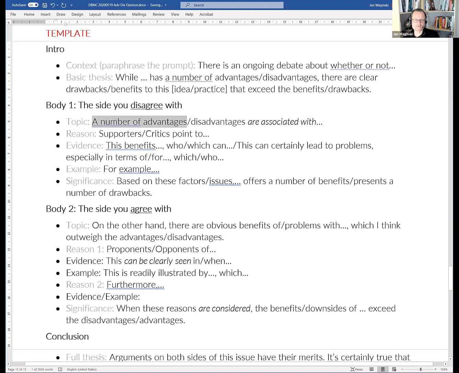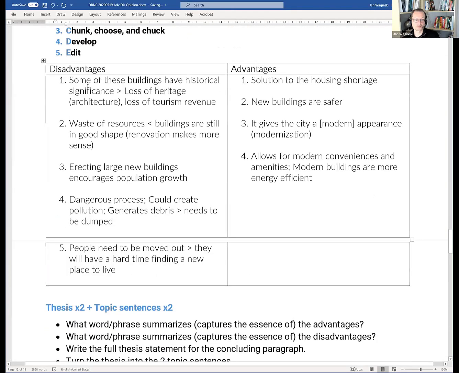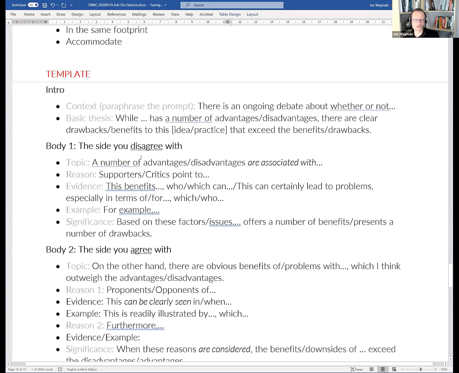So if you're going to argue the disadvantages, then you're going to start with the advantages. Start with the side you disagree with. A number of advantages are associated with demolishing old buildings and replacing them with new ones. Supporters, point two. You just list the major advantage, one or two. This benefits, okay, and give some details, which can.